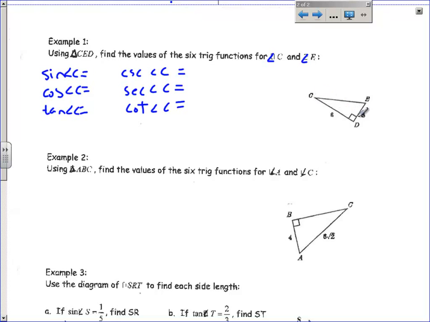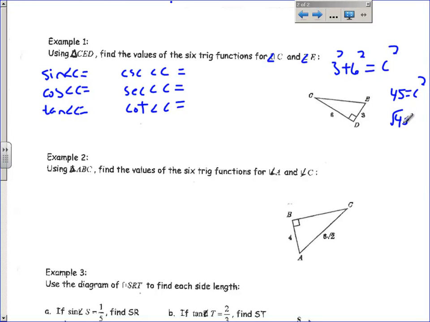So the sine is going to be the opposite over the, I don't have the hypotenuse. That means I'm going to have to do the, what is that thing called? The a squared plus b squared equals c squared? That's right, the Pythagorean theorem. So I'm going to say 3 squared plus 6 squared has to equal c squared. So that's 9 plus 36, that's 45, equals c squared. And the square root of 45 is going to be c. And what does that work out to be? Well, that's 3 square roots of 5. So this is 3 square roots of 5.